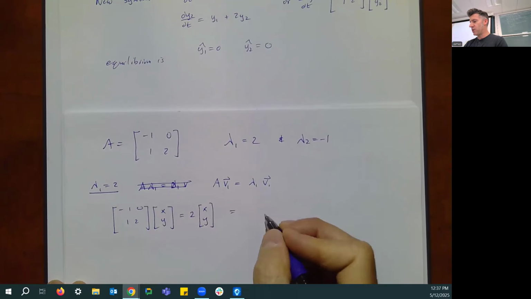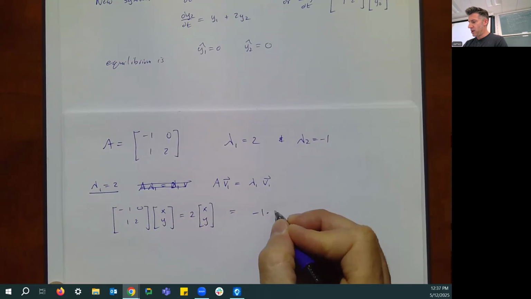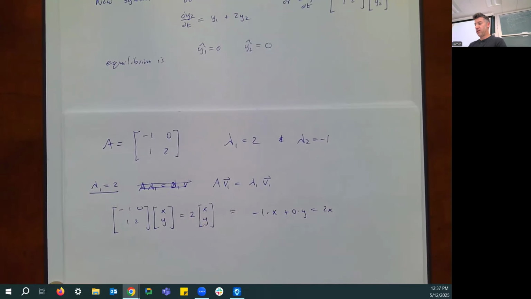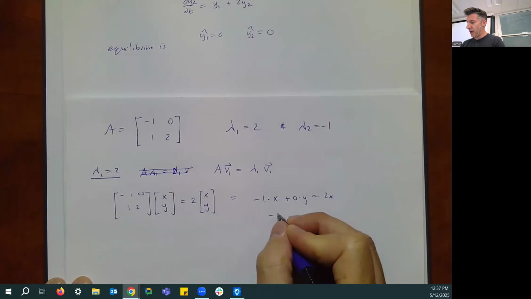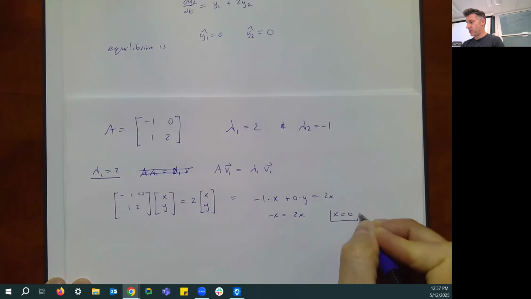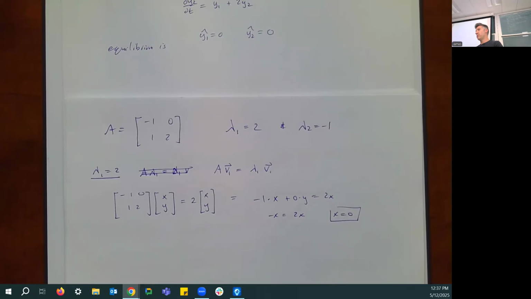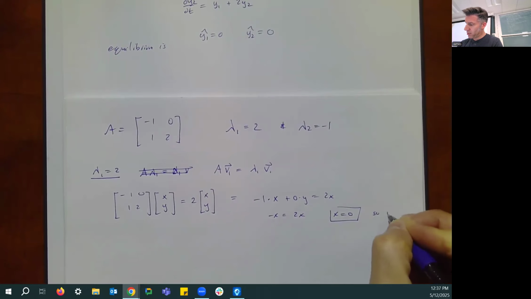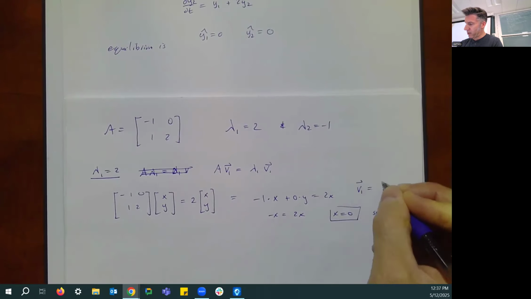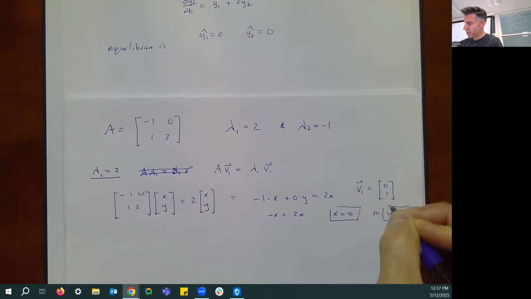If you look at the first equation, you might feel like it doesn't tell you anything: -1 times x plus 0 times y equals 2 times x. But it does tell us something. If we have that -x equals 2x, we have to get that x is 0. There's no other choice. x must be 0, which means y gets to be 1. So our eigenvector here is the vector 0, 1.